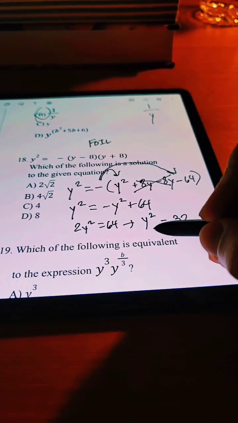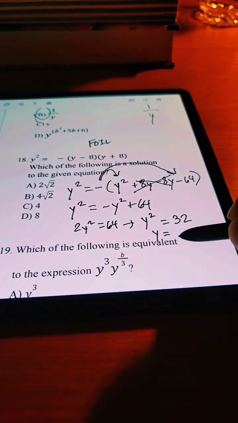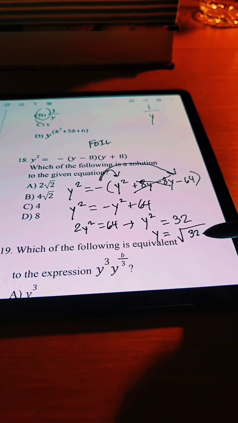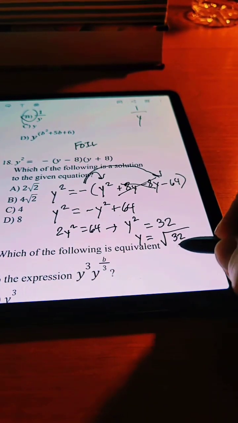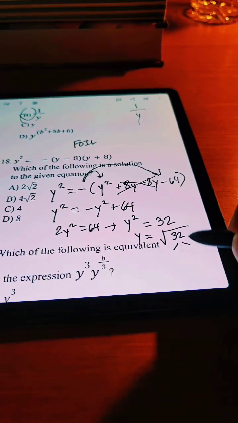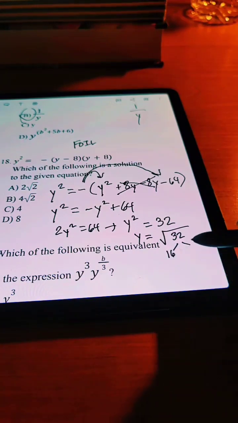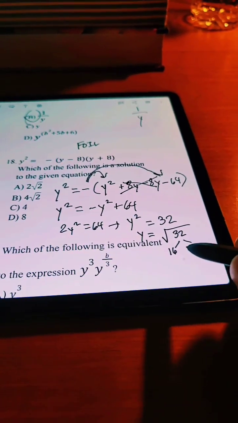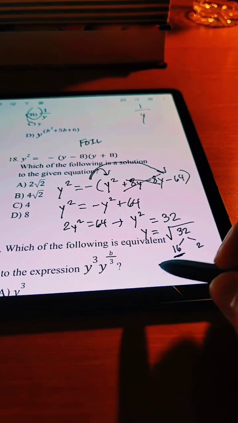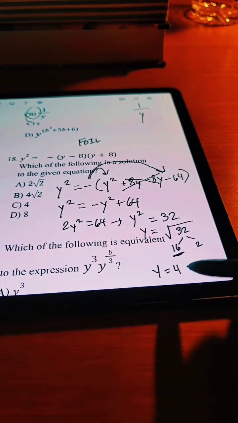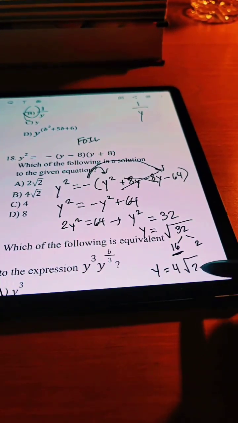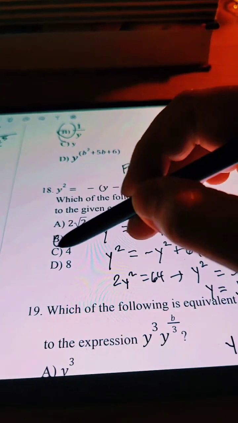So now I have to square root each side to get y by itself. So I get y is equal to the square root of 32. And then I just have to simplify this. So I know that 16 times 2 can give me 32. 16 is one of our perfect squares that we memorized. So we can take out a 4, because 4 squared is 16, and leave a root 2. So then the answer would be B.